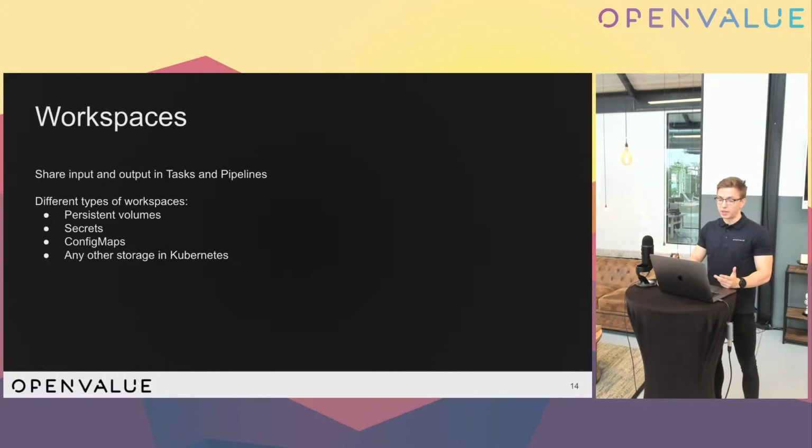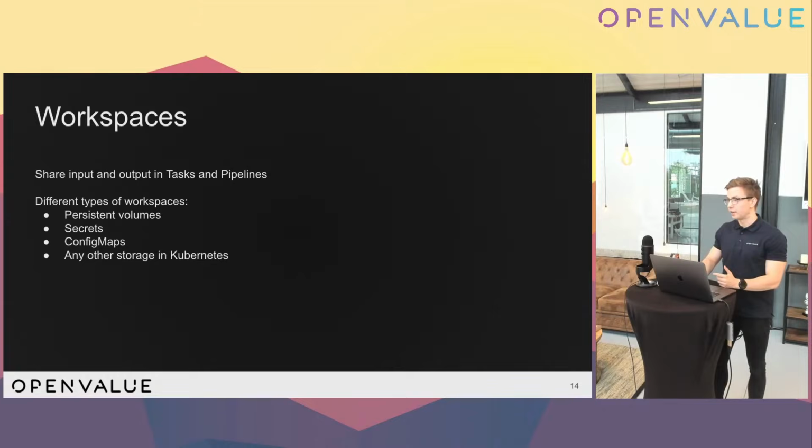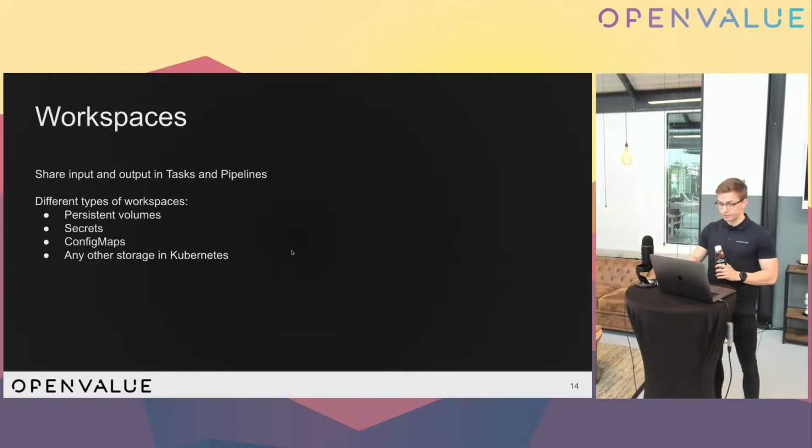A workspace could be something that you share input and output with other tasks and pipelines. And there are different types of workspaces that you can define. For example, persistent volumes, which is something that's used often, for example, to check out source code from GitHub. And then in the next task, you run your Maven task to compile it or create a jar for it. You can include secrets, configuration maps, or pretty much any other type of storage that you have available in Kubernetes.